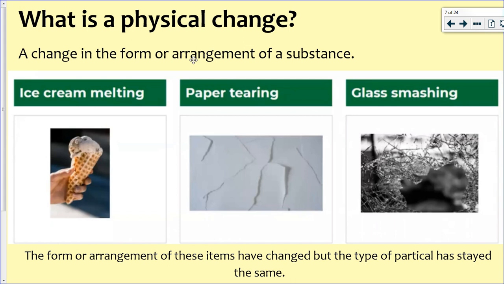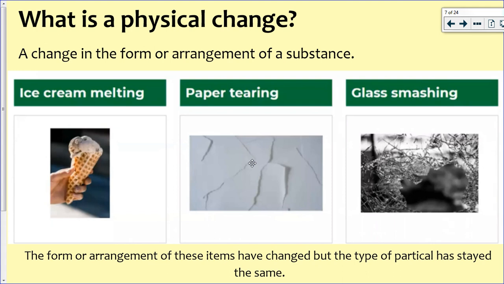So some examples of physical changes are ice cream melting. If you think, that's going from a solid to a liquid, isn't it? Paper tearing, like I just said, a bit like shredding or even just ripping a piece of paper. When we rip it, it's still paper, it's just changed its form. And glass smashing. Okay, we can have one big pane of glass, or we can have tiny little bits of glass, but it's still glass. It hasn't changed what it actually is.